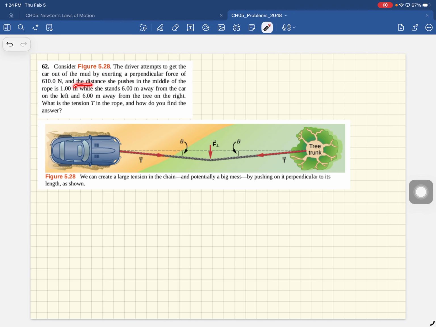All right, so this problem says what force must be applied to a 100 kg crate to cause an acceleration of 2 meters per second square up the plane. So the acceleration is that.